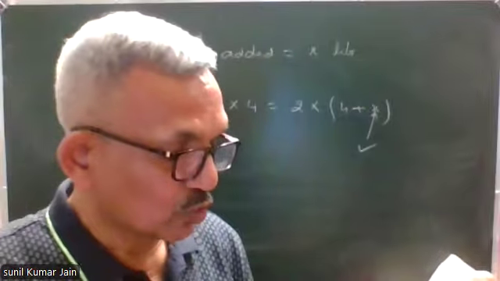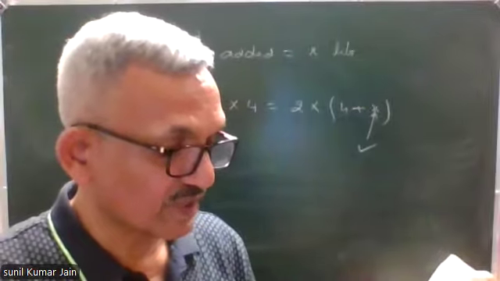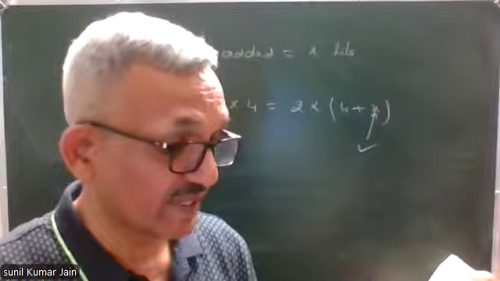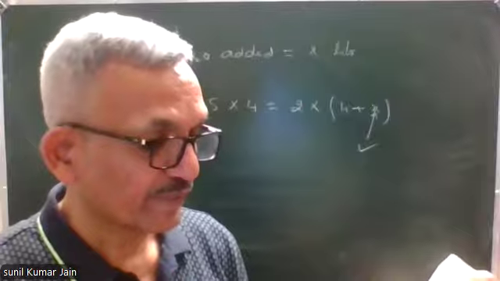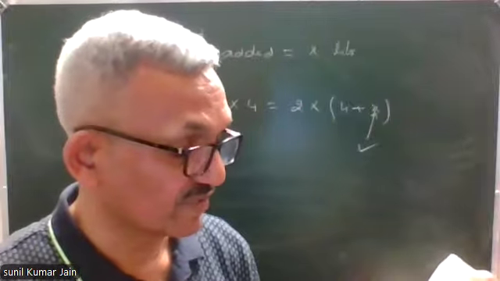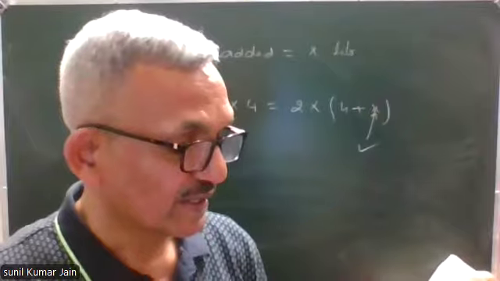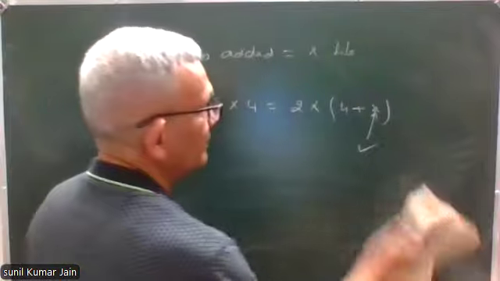Seventh, 2.56 grams of sulfur when dissolved in 60 grams of carbon disulfide elevated its boiling point by 0.4 degrees centigrade. Calculate the molecular formula of sulfur in the solution. Kb is 2.4.